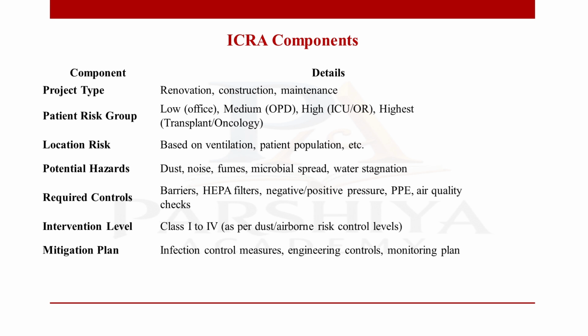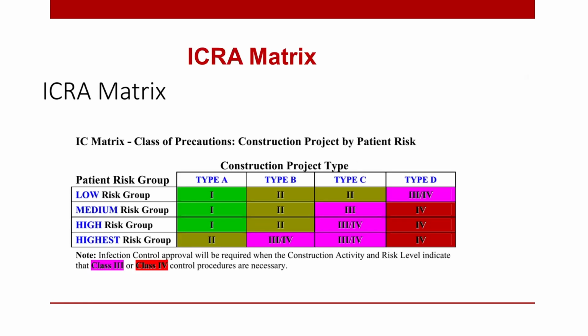Next, the intervention level. The level is class 1 to 4. You need to work as per class and as per dust and airborne risk control levels. Mitigation plans include infection control measures, engineering controls, and monitoring plans. Next, you need to identify what the ICRA matrix is. If you have no knowledge about the ICRA matrix, you need to use this graph. This graph plays the most important role in your organization.